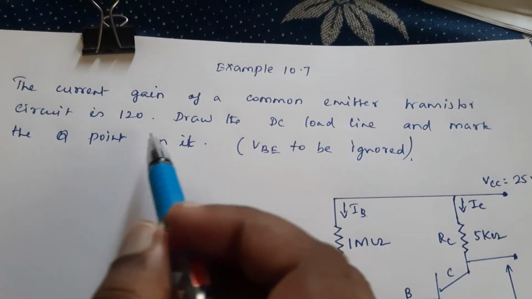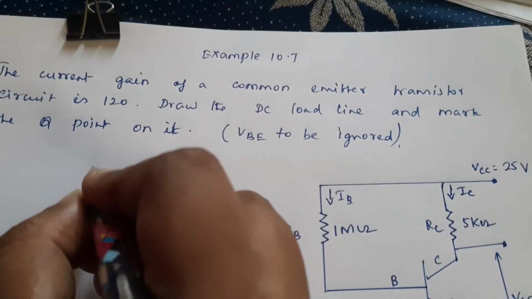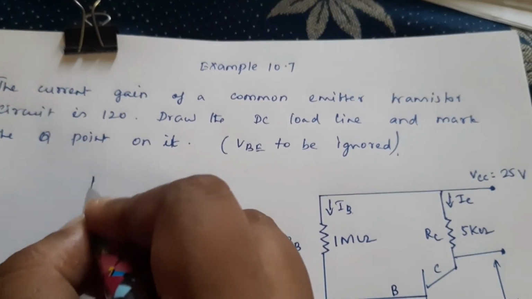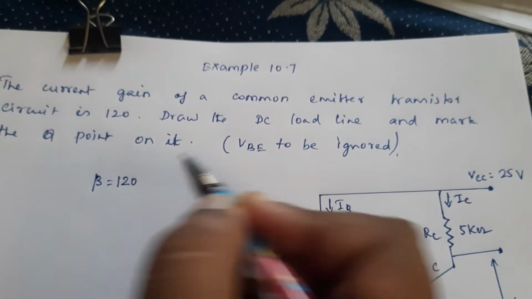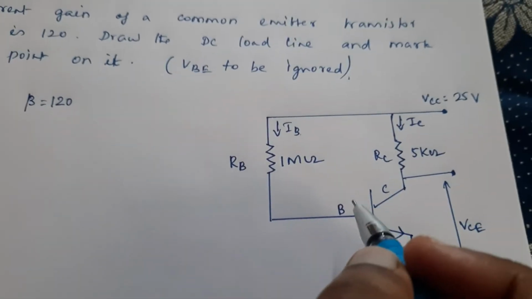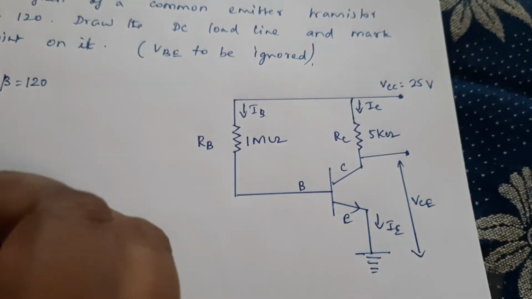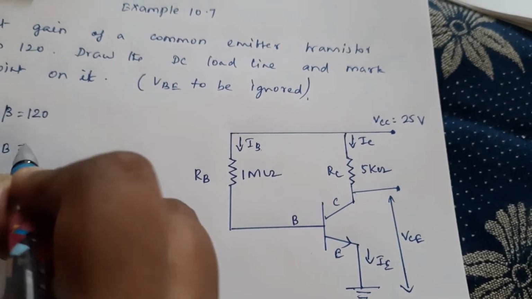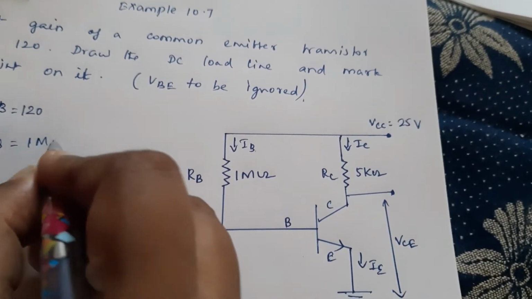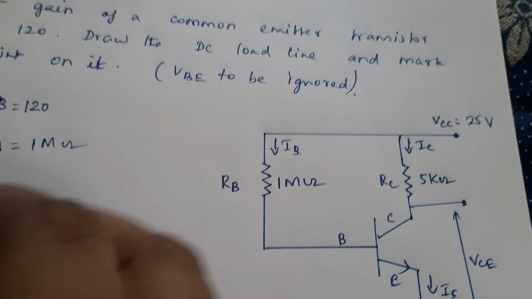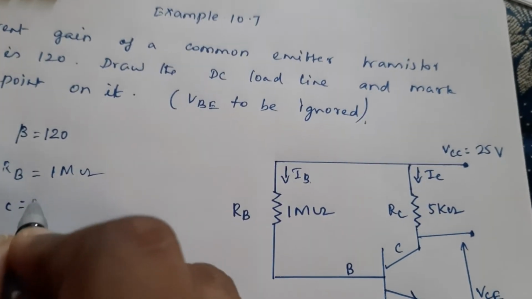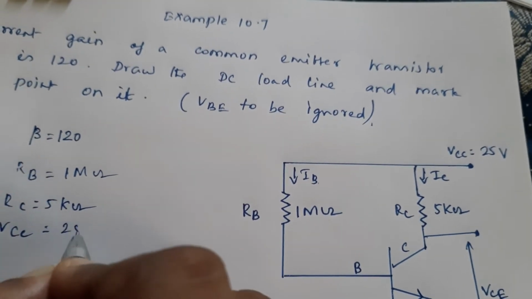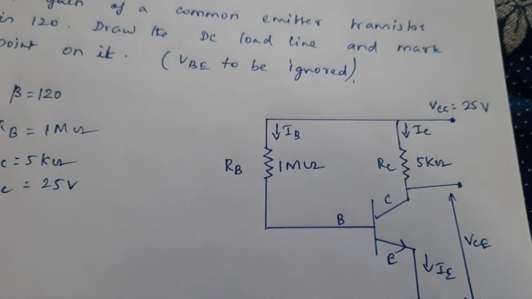Now what is given in the problem is the current gain. The current gain here is, common emitter. Okay, so the current gain is beta, so it is 120. Now what are the other things given here that we have to take from the diagram? Here RB is equal to 1 mega ohm, RC is equal to 5 kilo ohm and VCC is given as 25 volt. So all this is given in the diagram.